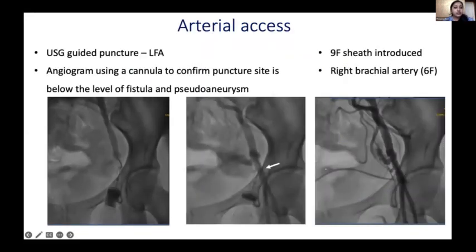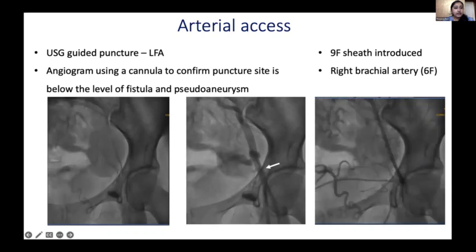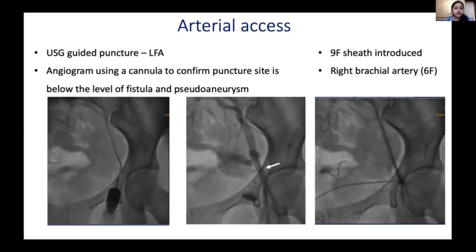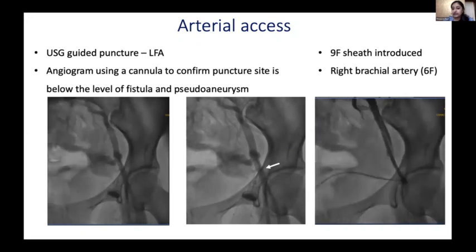An ultrasound-guided puncture was done in the left femoral artery, and an angiogram was done using a cannula to confirm the puncture site was located below the level of the fistula and the pseudo-aneurysm, as shown here. A 9 French sheath was introduced through this, and the sheath angiogram, as shown here, demonstrates that the puncture site is located below the AV fistula. A 6 French right brachial access artery was also taken.